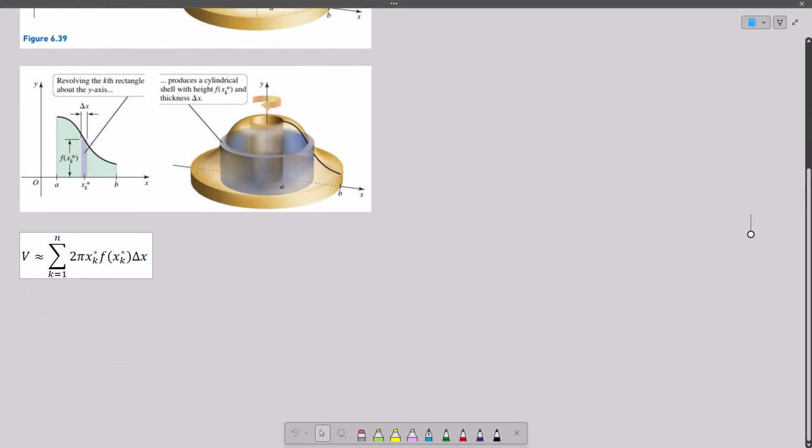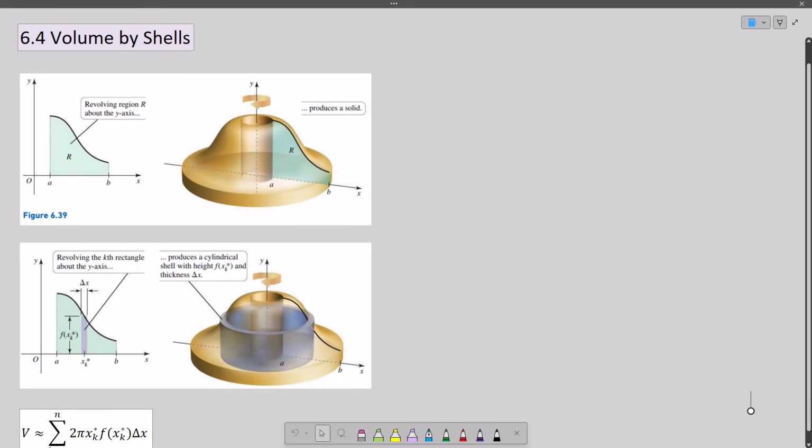Now you could use washers here. If you rotated this around the y-axis, you could use washers, but you would have to break it apart into 2 separate regions, because the right-hand curve here is a constant, x equals b, whereas the right-hand curve here is x equals some wiggly thing. So you could do it with washers, assuming you could isolate this function for x.